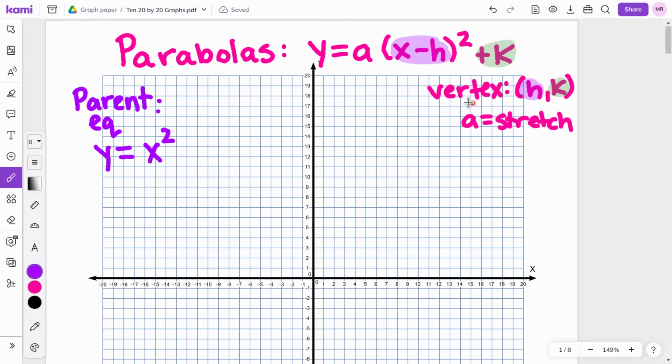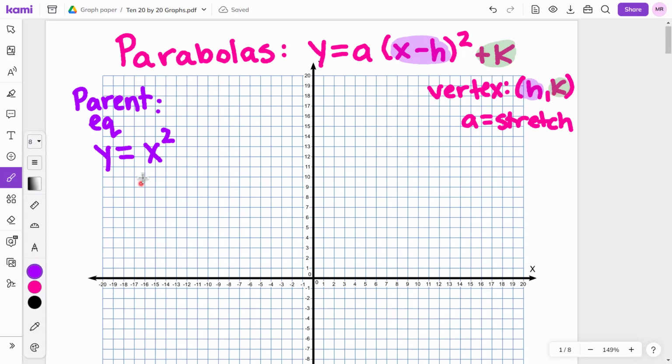Now you see here the vertex, which is our locator point for a parabola, is going to be h, which comes from this parenthesis. It's what makes this parenthesis 0, which would be h. And then plus k. If it's a plus k, it's going to be a positive k. If this is a minus k, it's going to be a negative.